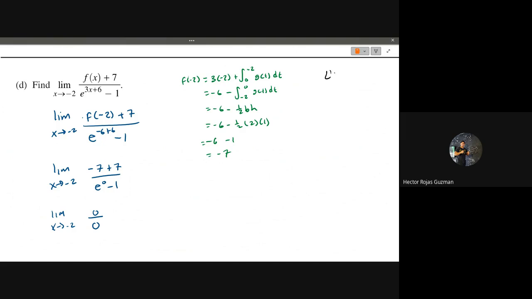So, L'Hopital's. The limit as x approaches -2 of f prime of x divided by e to the 3x plus 6, and then you multiply times the derivative, times 3. Then you go ahead and plug in the -2. F prime of -2 over e to the -6 plus 6 times 3. The slope at -2, oh, we already calculated that. That's -1/2.